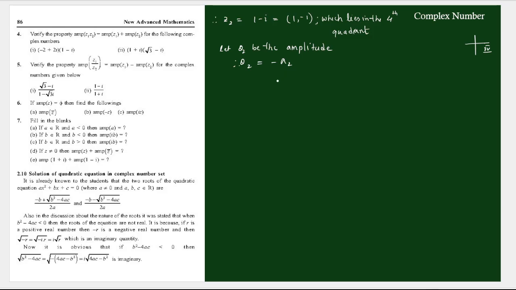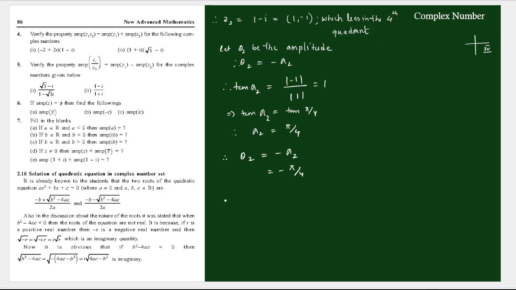Okay, let's do alpha 2. So therefore tan alpha 2 will be how much now? 1 minus 1, and then x is 1, so both are 1. So this is how much? So therefore alpha 2 equal to pi by 4. Okay, so therefore theta 2 is how much? Minus alpha 2, so minus pi by 4.